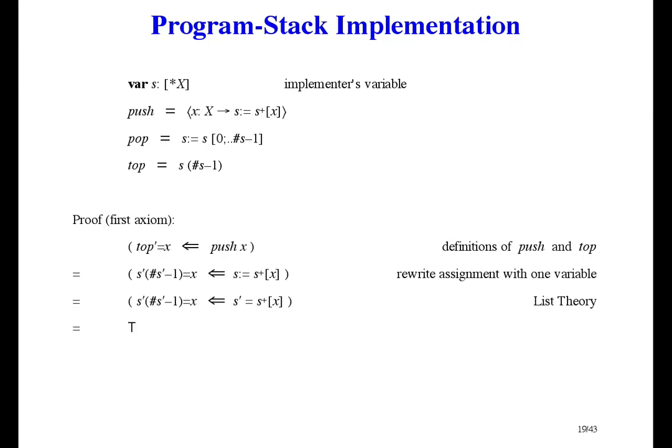Here's the first axiom. We use the implementation, then we get rid of the assignment notation, and then the antecedent says that S prime is list S followed by one more item X. So the last item of S prime is X, and that's the consequent. The other axiom is proved similarly.